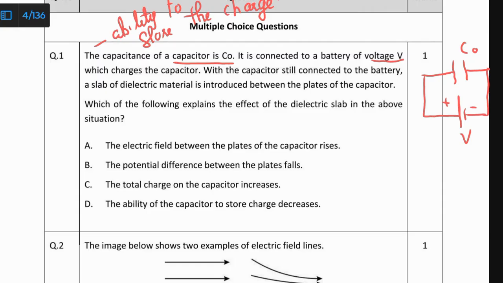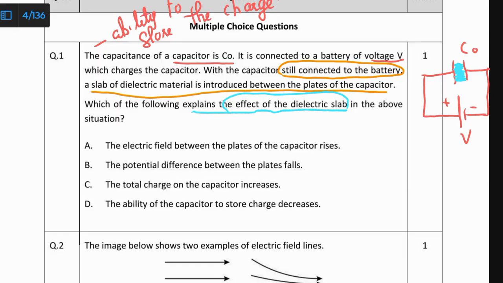So it's done. Now the capacitor is still connected to the battery. So what does it mean? Still the battery is connected. So underline, still the battery is connected. A slab of dielectric material is introduced between the plates. So this means in between the plates of a capacitor we are going to introduce a dielectric. So this is the question. And now what we have to find? Which of the following explains the effect of this dielectric? So when you introduce the dielectric, what is the effect of this dielectric in the above situation?